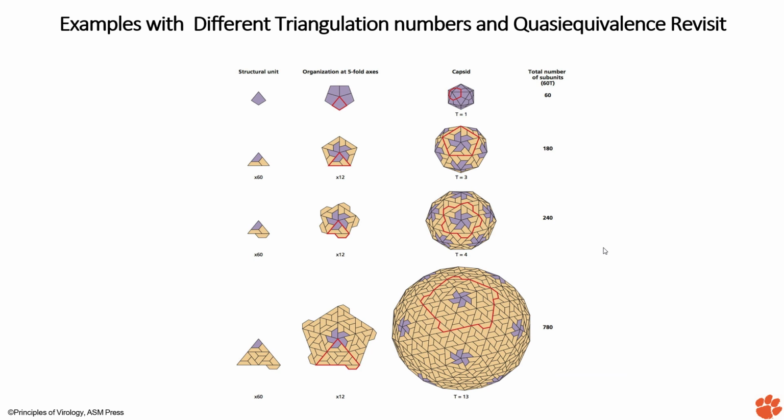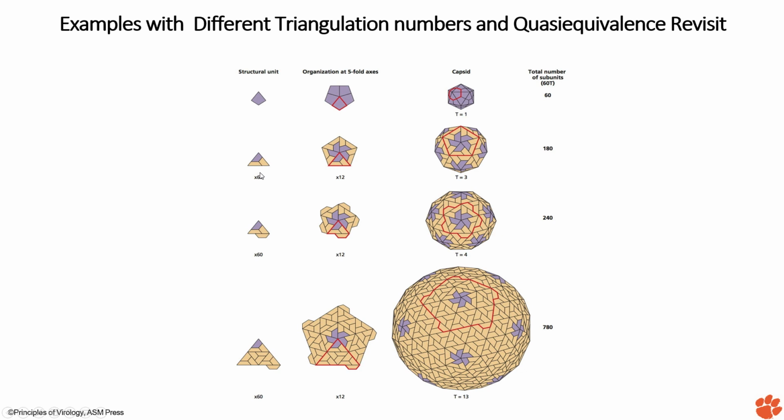So here we are looking at some of the differences. We are looking at a structural unit, that's a trapezoid. That's one structural unit, which means that's basically one polypeptide. Then when we are looking at a 5-fold axis, this is that structural unit at a 5-fold axis. And here is the capsid, and it shows where that 5-fold axis is. Here T equal to 1, made up of 60 subunits.